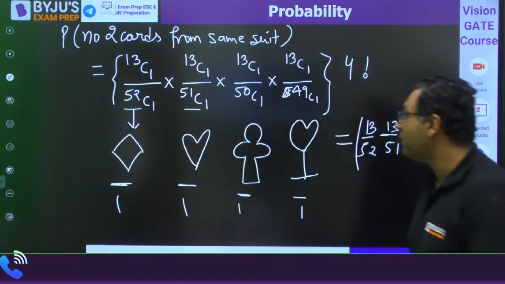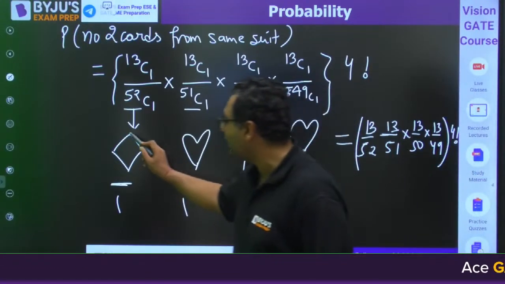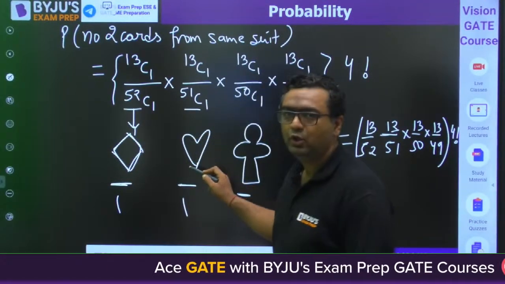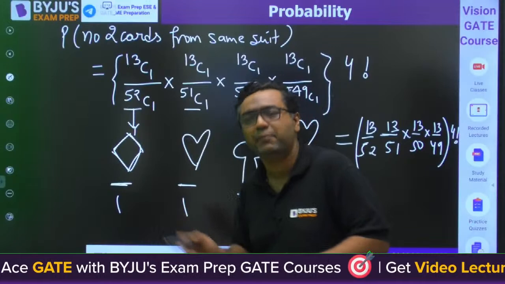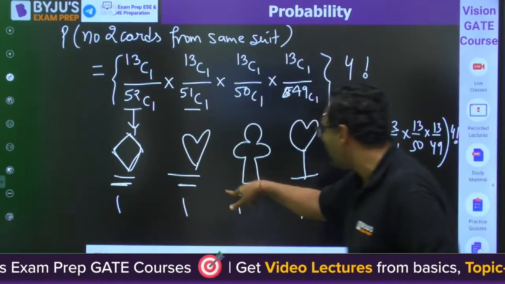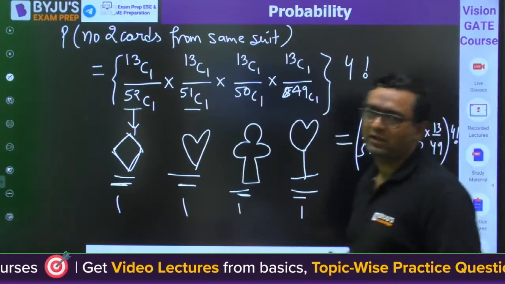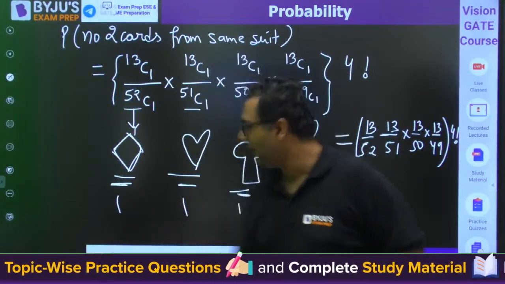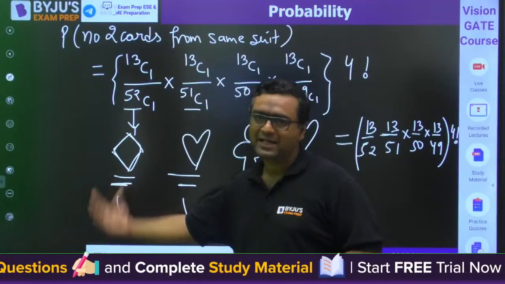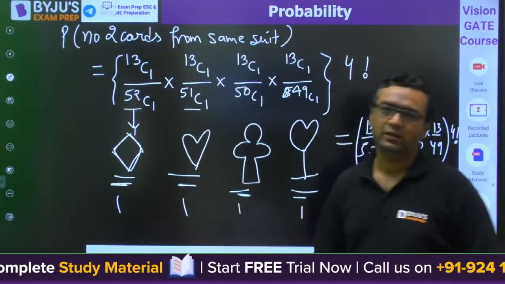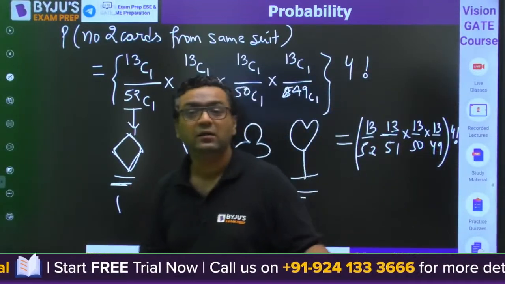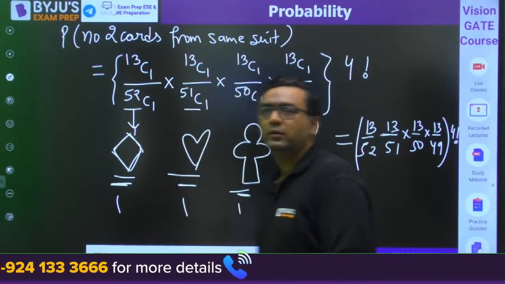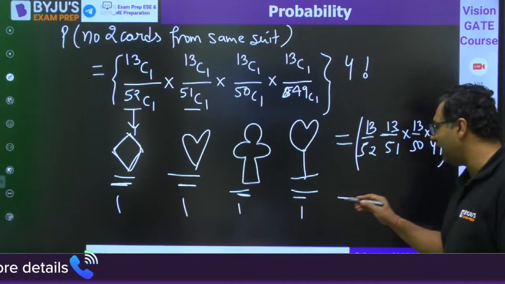4 factorial, aspirant, because if we are getting first heart, first diamond, second heart, you can also get first heart and second diamond. So these 4 can also arrange themselves in 4 factorial ways, because we don't know now which one we are going to get first. We can get first diamond as well, first heart as well, first spade as well, first club as well. Is it clear? So you can solve it, guys, and you will get the answer.